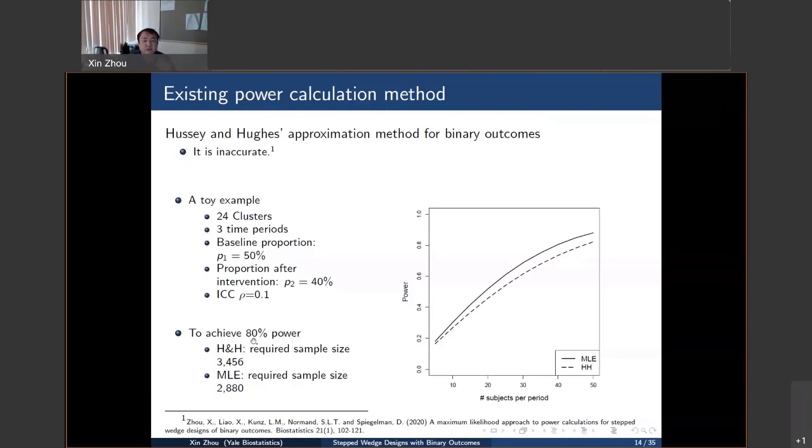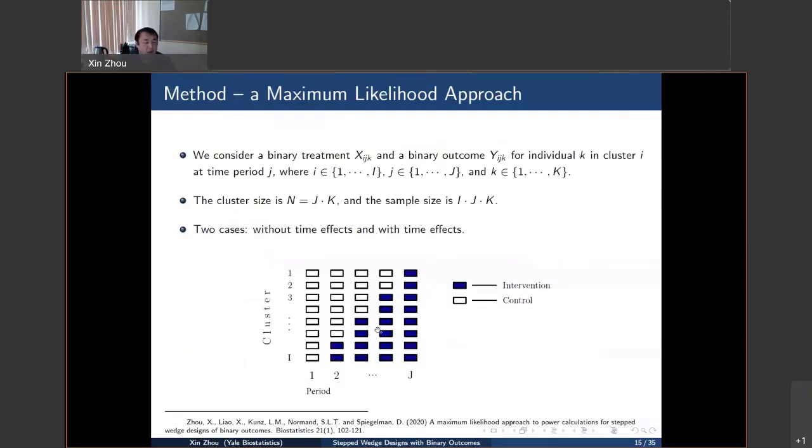To achieve 80% power, the Hussey-Hughes method needs 20% more subjects. It's kind of a waste of money and resources. Now I introduce our maximum likelihood approach. We consider a 2-arm trial, and the outcome is binary. Including a time effect is a hallmark of a stepped-wedge design.